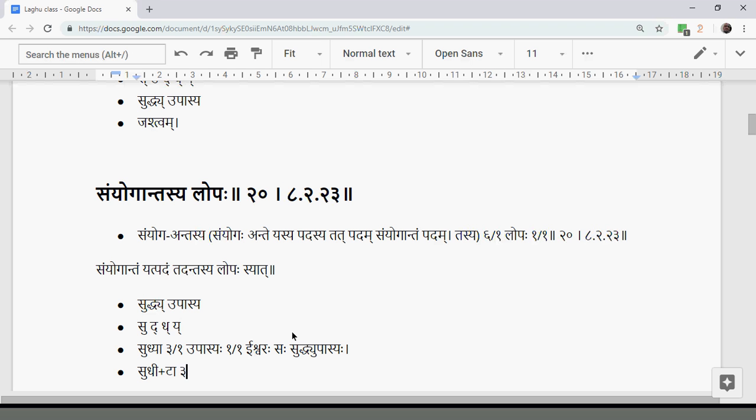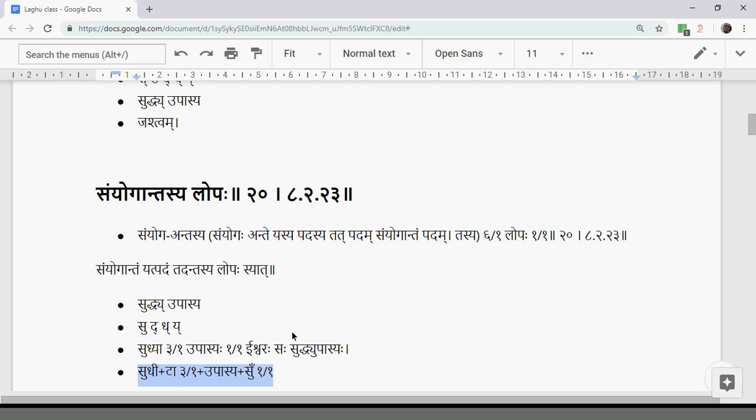So just amount says ta bhyam this. Ta is a tritiya supratya. It is a tritiya vibhakti ekvachana pratyaya. And then you are adding what? Upasya. Upasya is a pratipadika which has taken the prathama ekvachana su pratyaya. So sudhi plus ta plus upasya plus su, this is a padam.